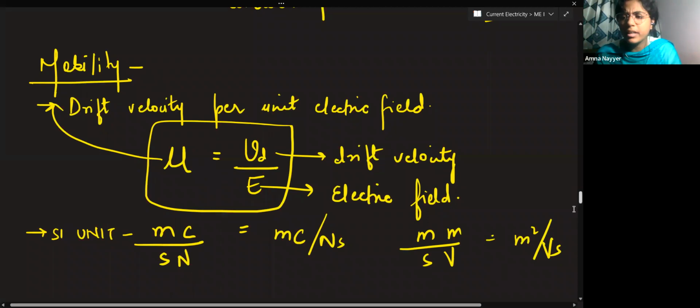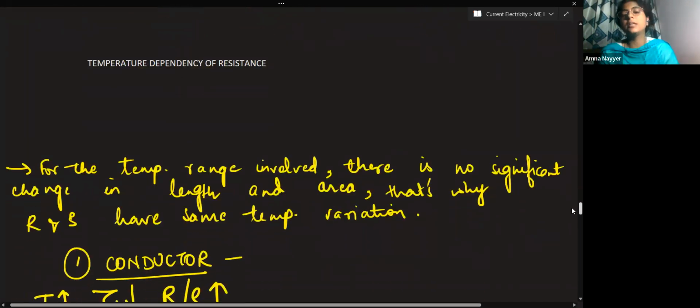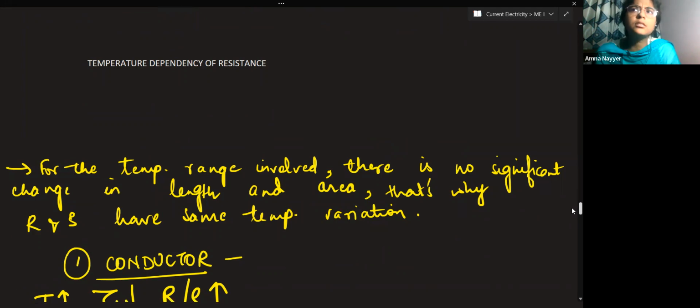Now, these are very short topics. This is one of the important topics: temperature dependency of resistance. This usually comes in the exam, and for the past 4 to 5 years, one question is definitely coming under this topic.